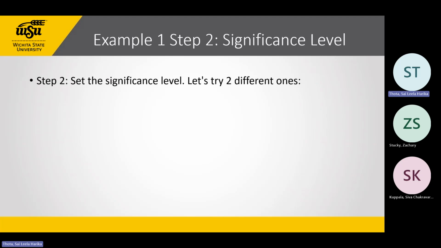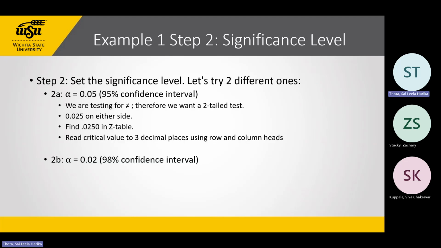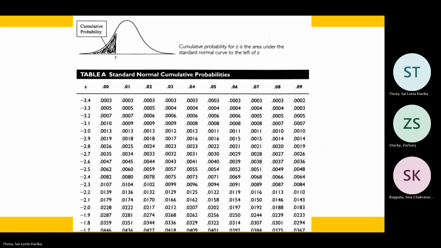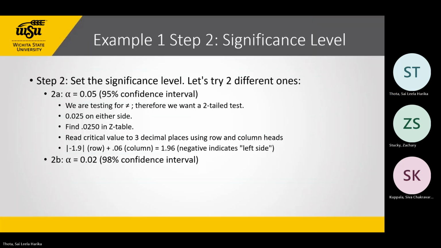And step two, we need to set the significance level. Let's try two different ones. Let us try with alpha equal to 0.05, which is a 95% confidence level. We are testing both sides, therefore we want a two-tail test, with 0.025 on each side. So we consider alpha equal to 0.05, and here we are going to use the Z table. Based upon the Z table, you will decide the values.